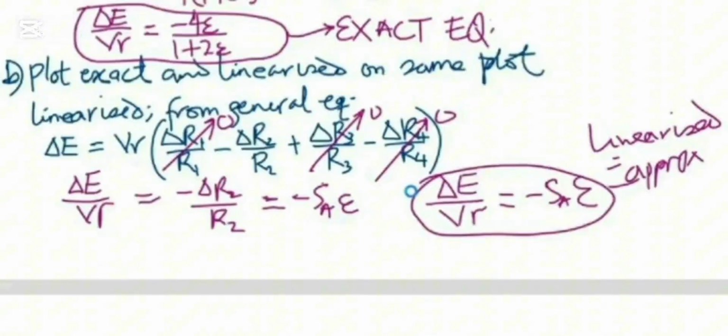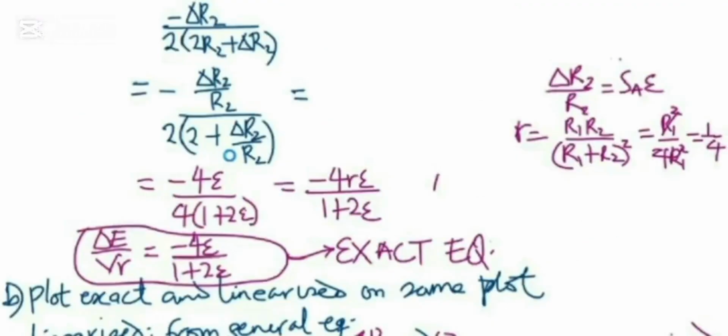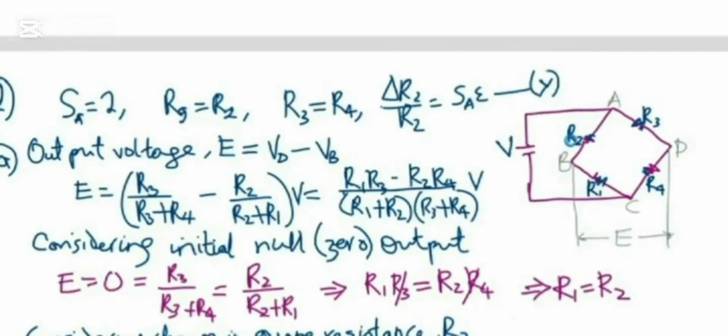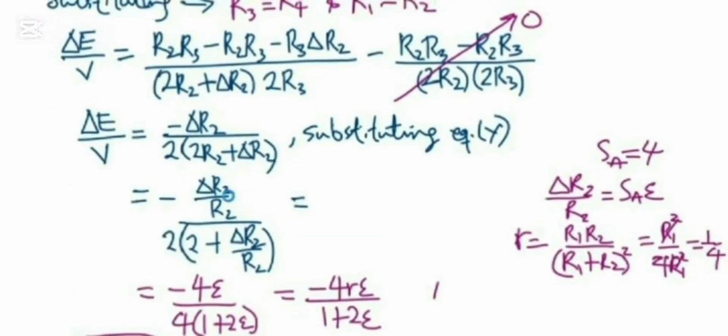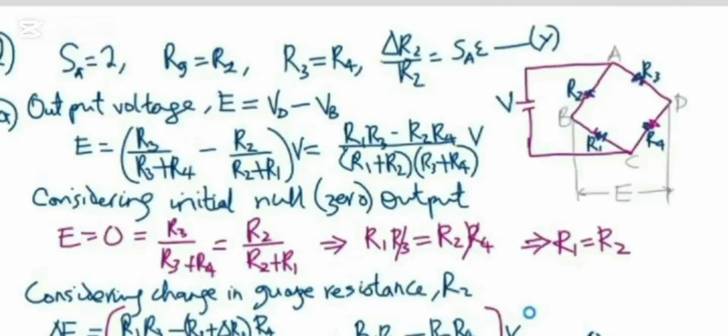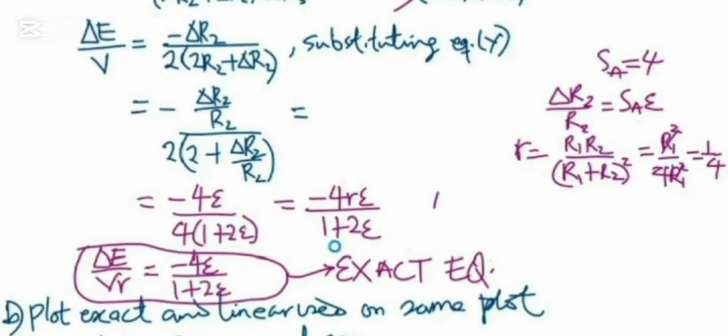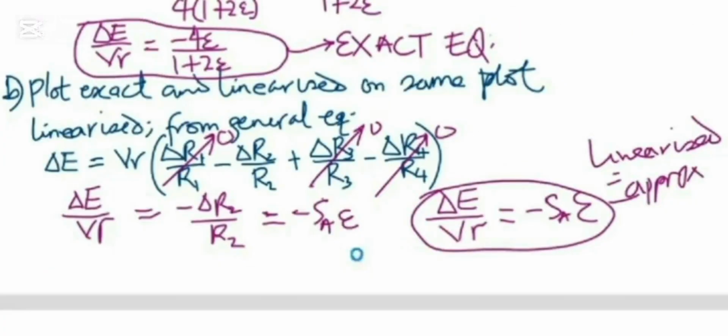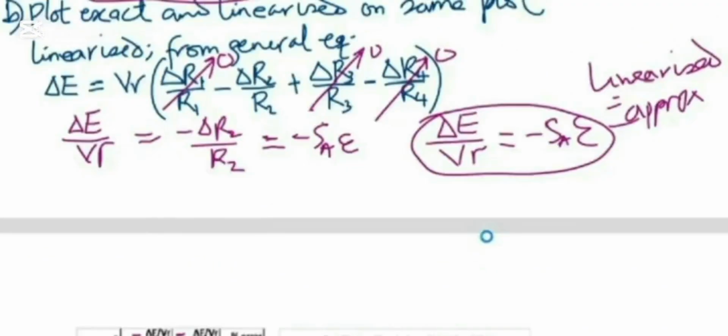If you look at the exact equation we derived, because it is in the R2 position of the Wheatstone Bridge, it gives us a negative, right? Even the exact equation. And the linearized is also negative. Assuming it is in the R1 position, the exact is going to be positive, and the approximate or linearized is also going to be positive. So now let's plot these two and see the difference. Here it is. This is the exact. Both are negative, so we have a negative slope. And this is the approximate.